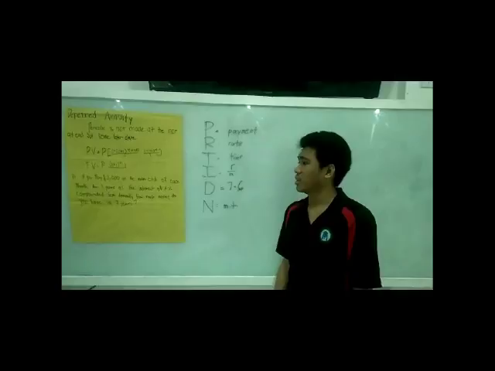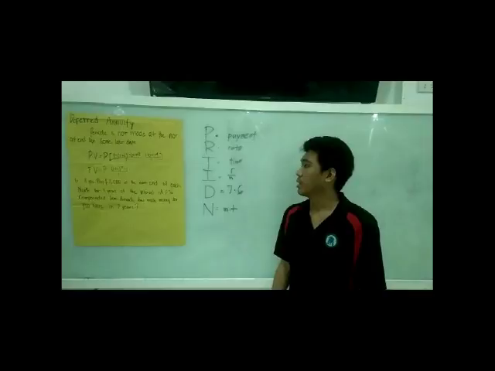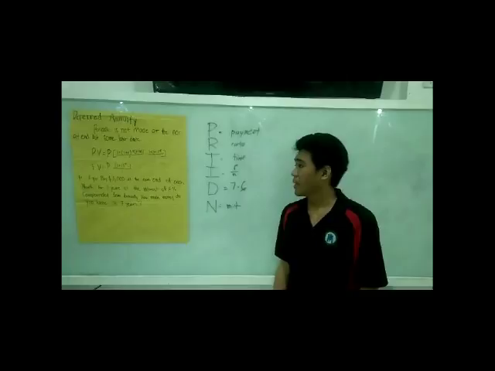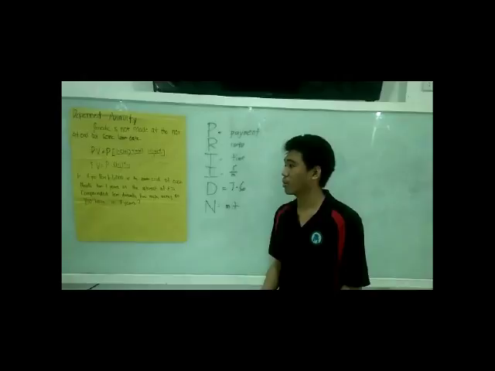The formula for present value is P times 1 minus (1 plus i) raised to negative n, all over i. For the future value, P times (1 plus i) raised to n minus 1, all over i. Let's get an example.